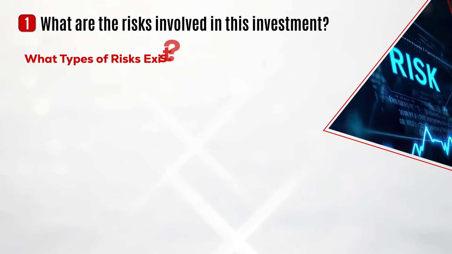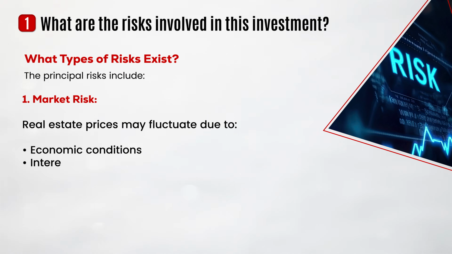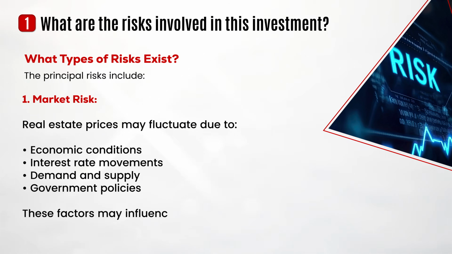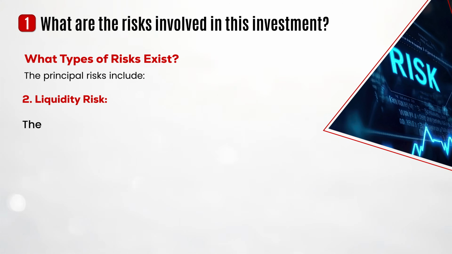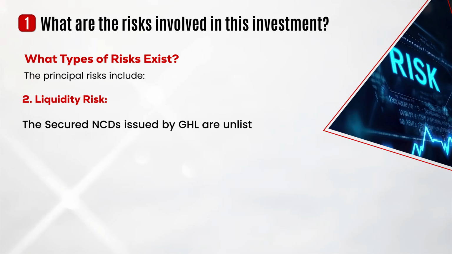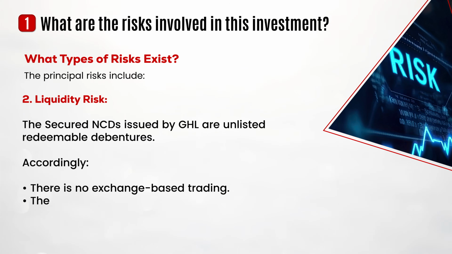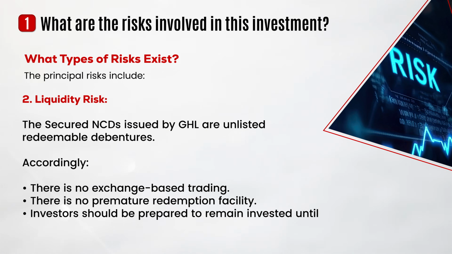What types of risks exist? The principal risks include: 1. Market risk. Real estate prices may fluctuate due to economic conditions, interest rate movements, demand and supply, government policies. These factors may influence the timing and value of property exits. 2. Liquidity risk. The secured NCDs issued by GHL are unlisted redeemable debentures. Accordingly, there is no exchange-based trading. There is no premature redemption facility. Investors should be prepared to remain invested until maturity.